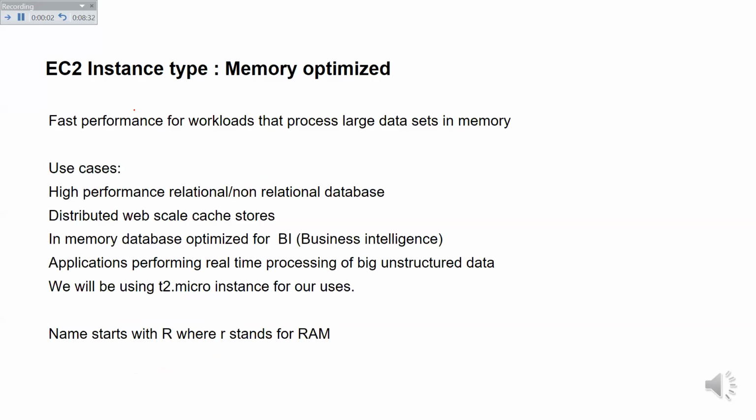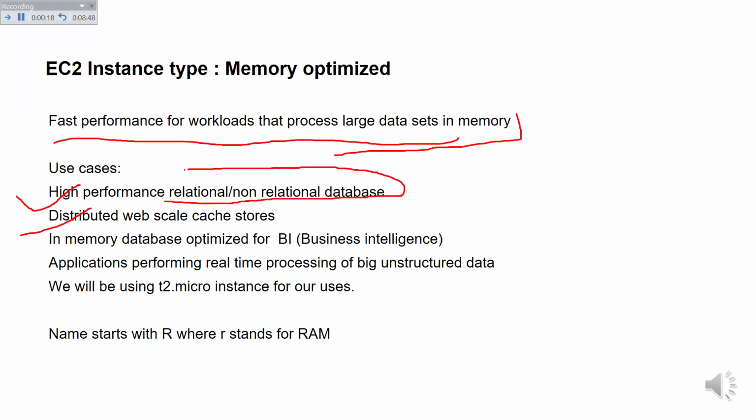Then there is the memory optimized instance. What is the use case? It's fast performance for workloads that process large data in memory, correct? It is high performance, for distributed web scale use cases, and this kind of EC2 instance can be used for relational or non-relational databases as well, because databases require high performance, correct? It also suits applications performing real-time processing of big unstructured data. And the name starts with R, so R stands for RAM here also.